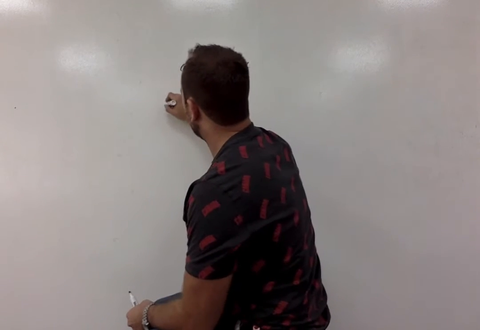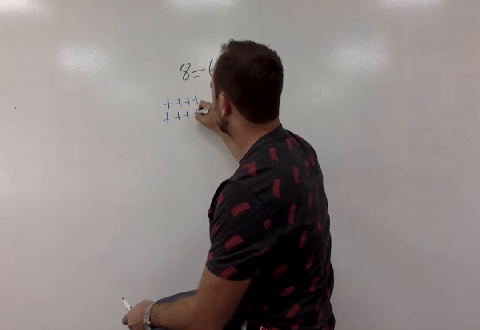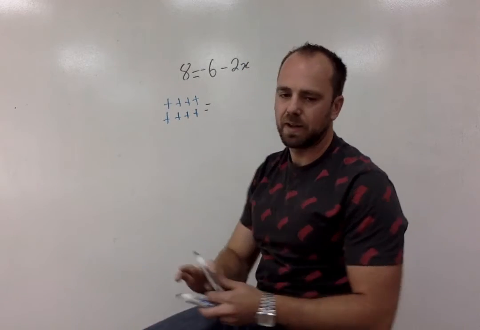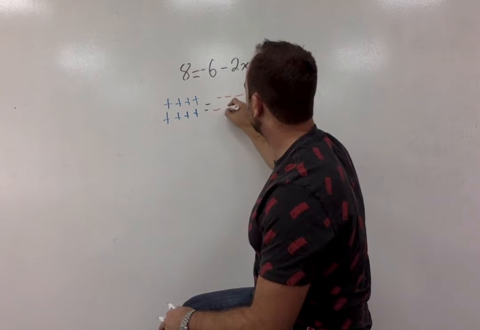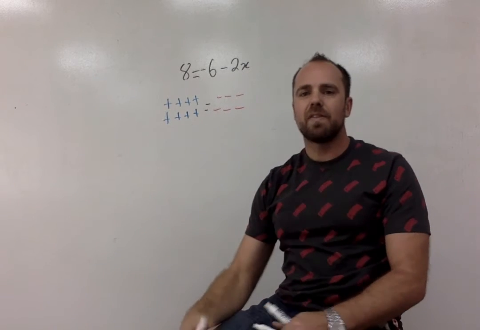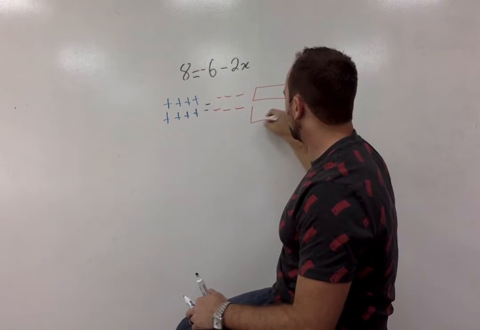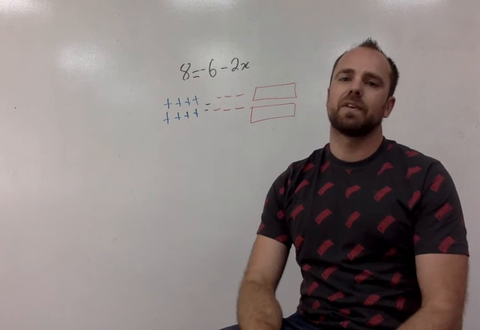Well, I'm going to have 1, 2, 3, 4, 5, 6, 7, 8. 8 positives. That's my 8. I'm going to have 6 negatives: 1, 2, 3, 4, 5, 6. And then I'm going to have 2 negative variables. I don't want to have negative variables.